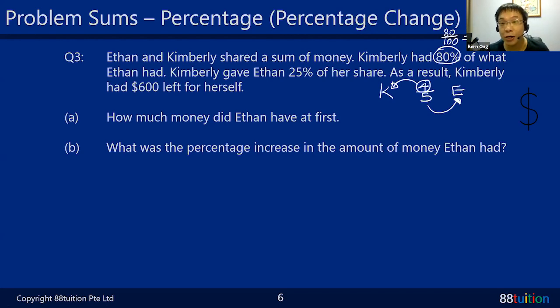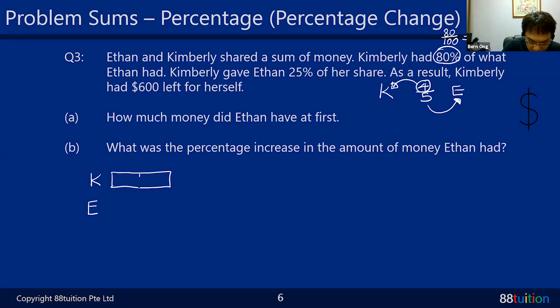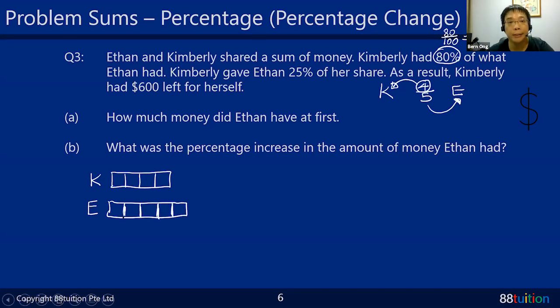So down here, can I draw a model or not? All right. I say that Kimberly versus Ethan. Kimberly got 4 units, so I draw 4. Ethan got 5, I draw a little bit longer. 1, 2, 3, 4, 5. Can you see or not? So you still can draw the model.